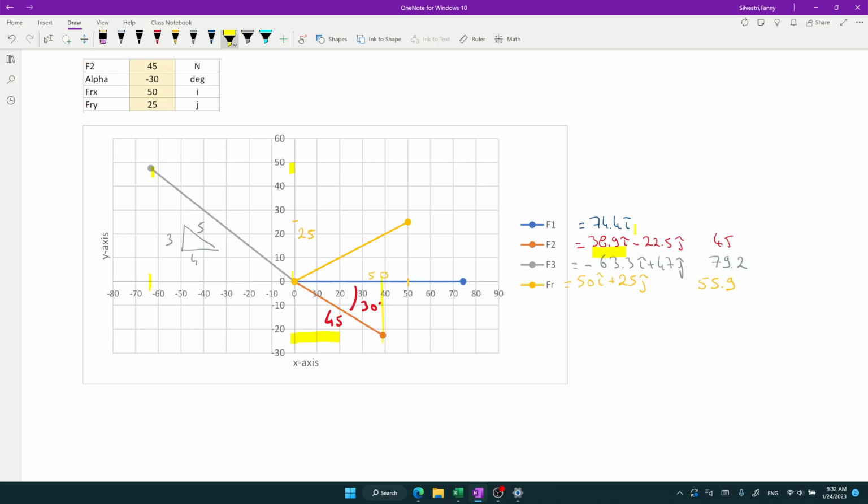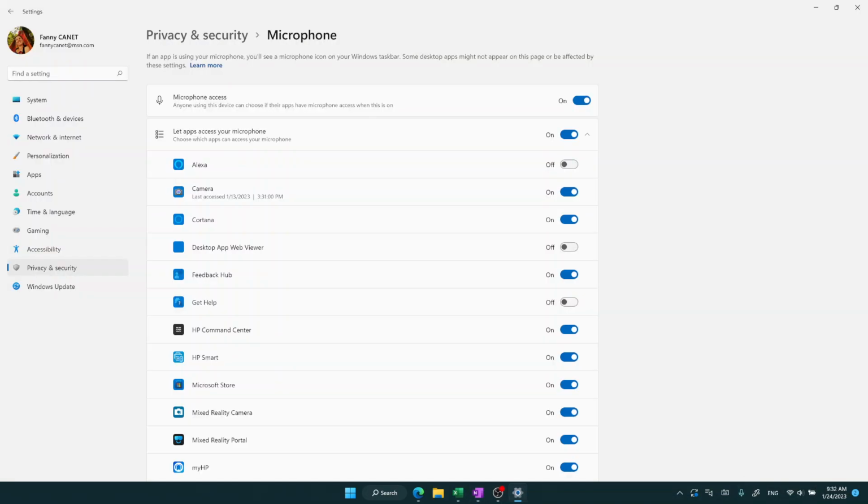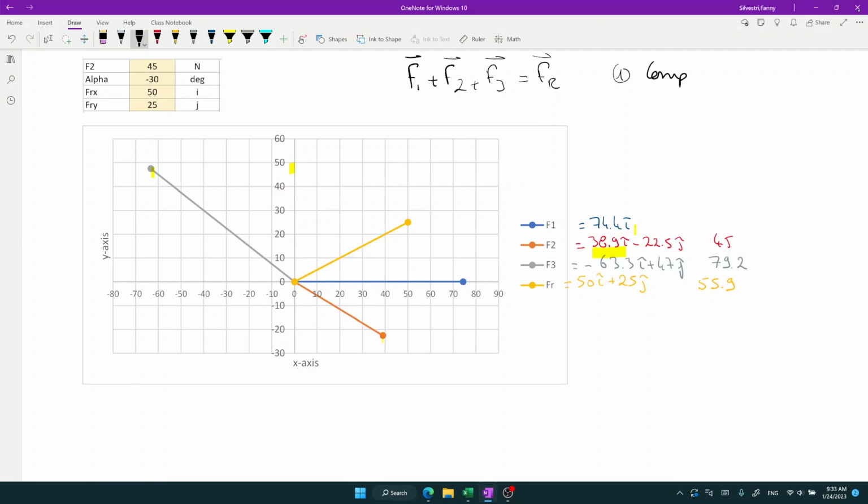Now that we have the drawing that is equal to what we found with numerical values, the question is, did we find the correct numerical values? For that, there are 3 different ways to add the vectors to check. What we want to check is that F1 plus F2 plus F3 equals FR. I will do method one, using the components.